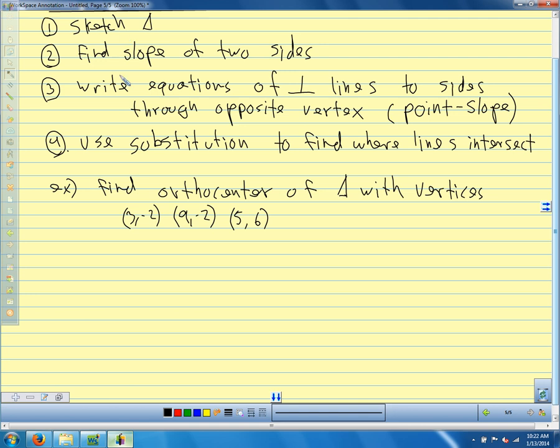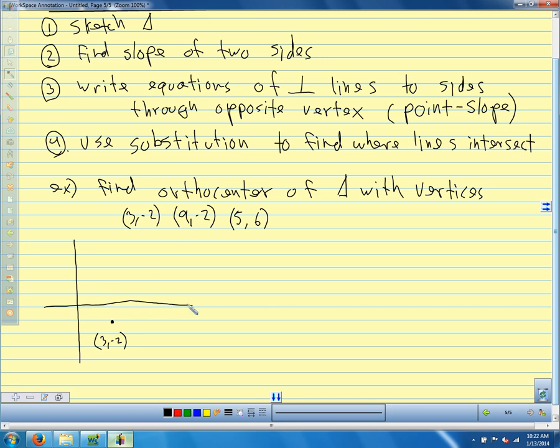So first thing I'm going to do is sketch a little picture of the triangle. It doesn't have to be a perfect sketch. You could use graph paper if you wanted. I'm just going to kind of guesstimate to get an idea of what it looks like. So I'm going to go over 3, down 2. I'll call that point (3, -2).